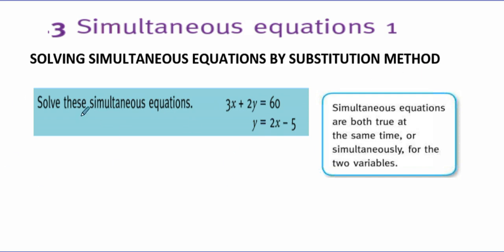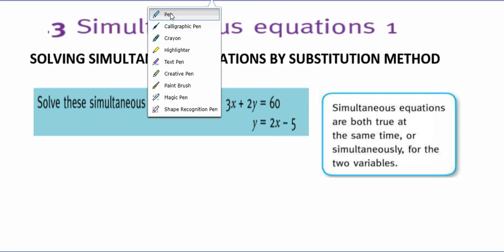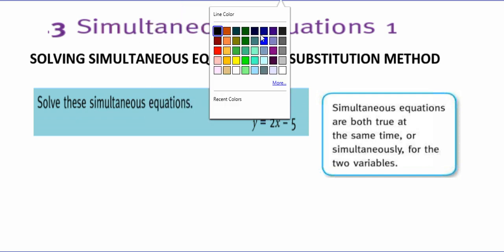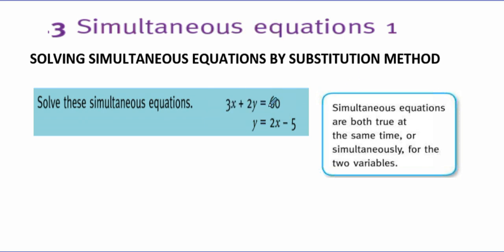So we have this question here: solve these simultaneous equations. This is question number 1. So what we do, we simply label the equations. So you take the equations and do labeling. So this is how we label equations. This equation is labeled as equation number 1, and this is labeled as equation 2.